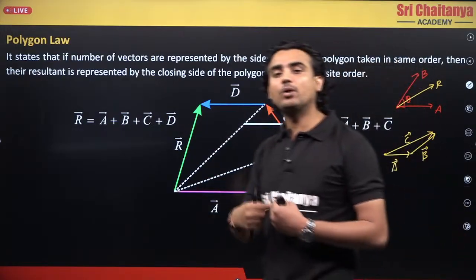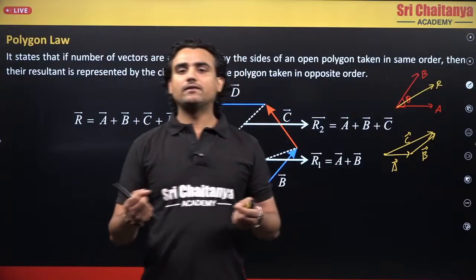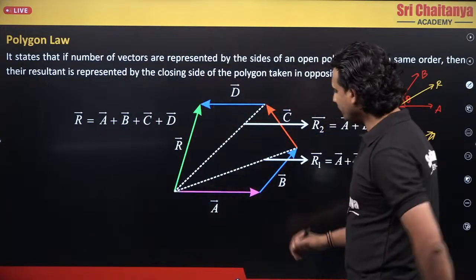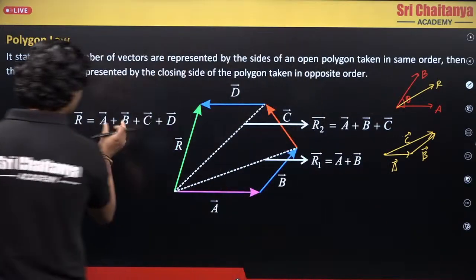I can have any amount of vectors. In the polygon law, what is a polygon? A figure with many sides, no? A closed figure with many sides. So see, this is the first vector. So how do you write? Let's understand by this.